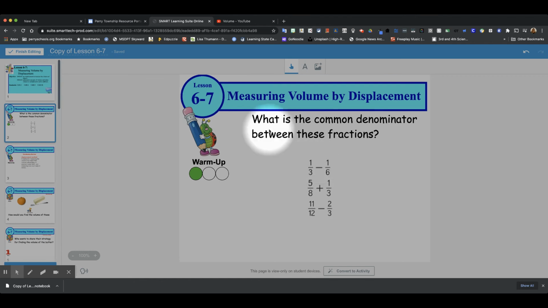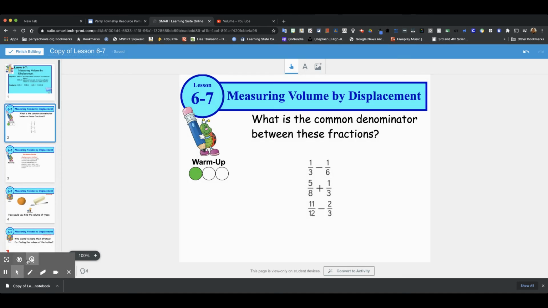Notice again on these, you are not being asked to solve them. You are simply being asked, what is the common denominator? So take a minute. Figure out what denominator would be common for all three of these problems and come back and let's talk about them.